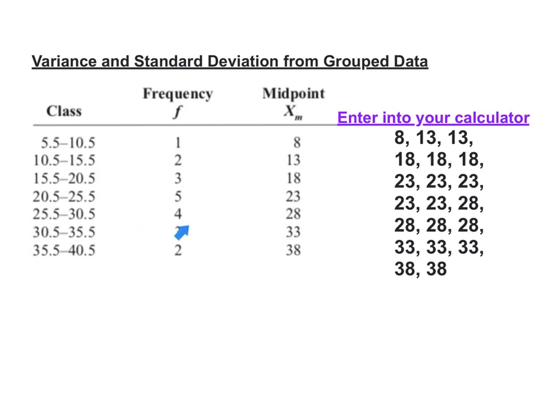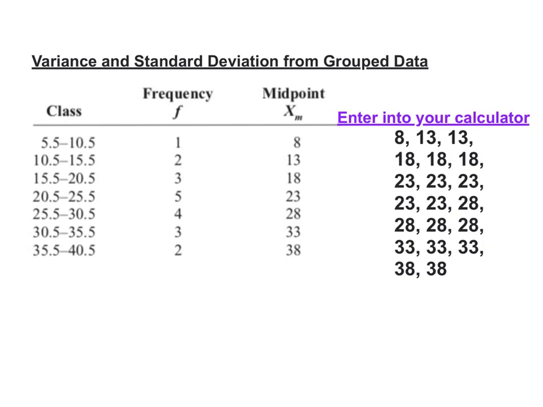So this is the group data, because again, we don't know what the data actually is. We're pretending that the midpoints are the data. And if you enter that into your calculator and do the one variable stats like we did for the other lists, then you find your standard deviation, and then you square it to find your variance. Okay, and that's what we're going to be doing here.